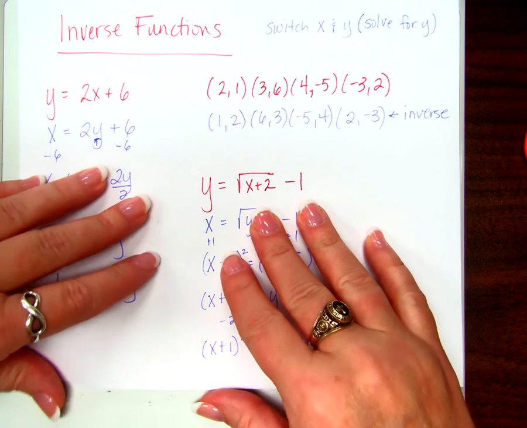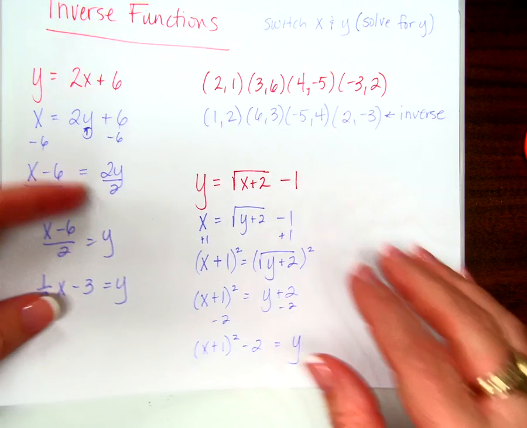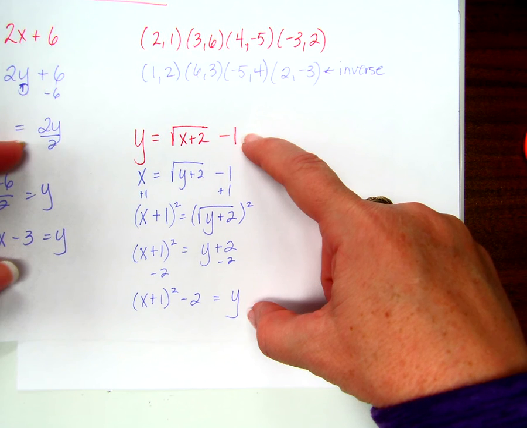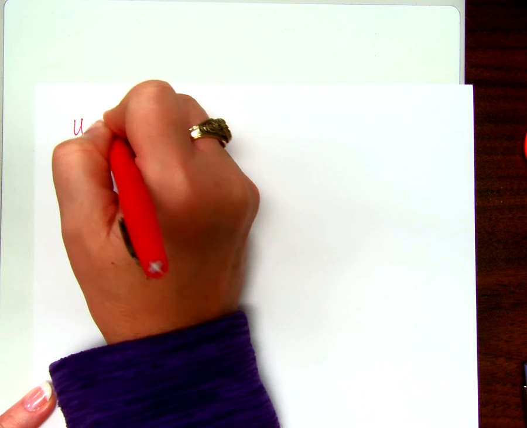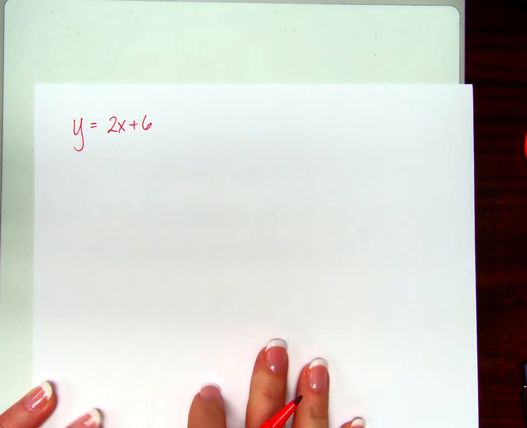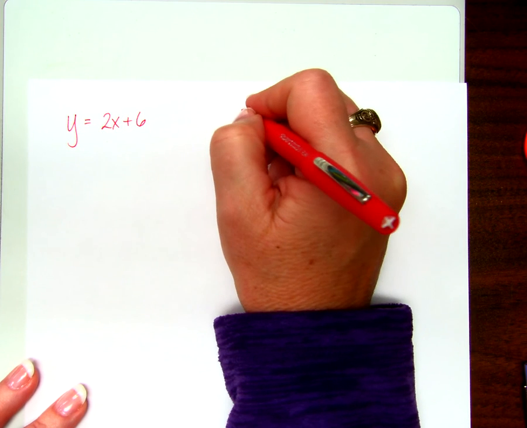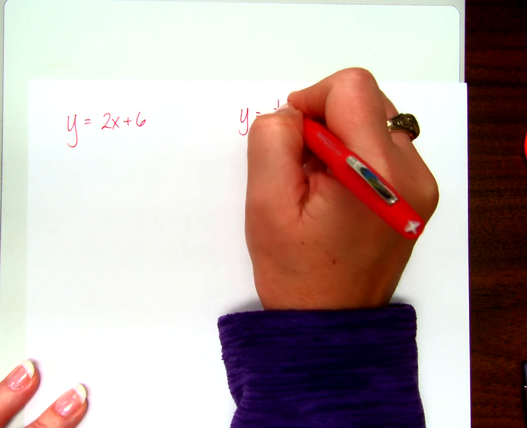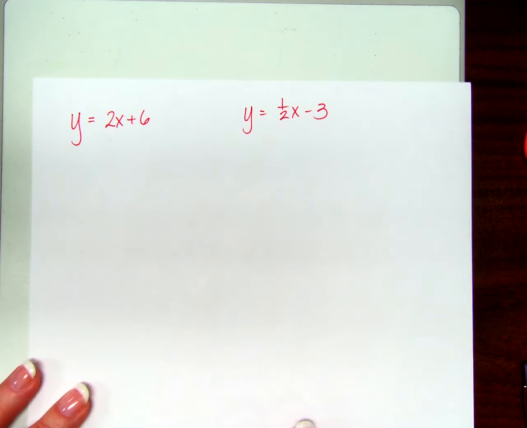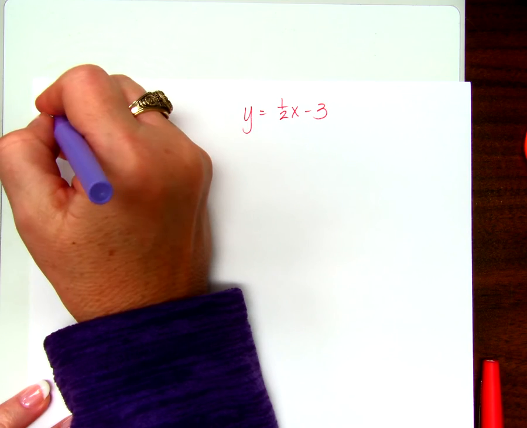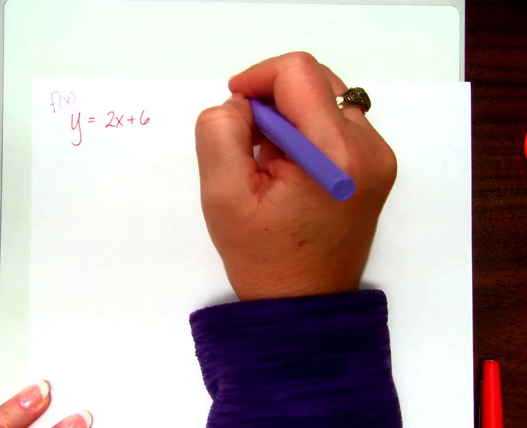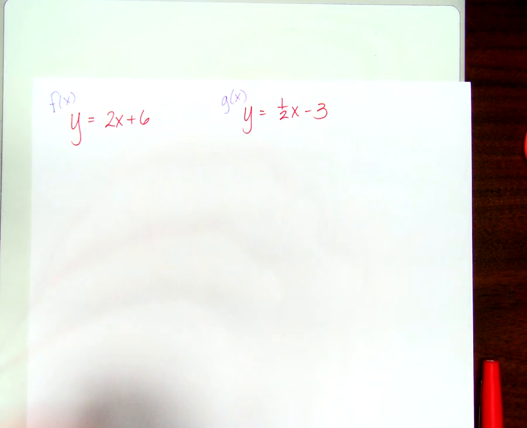Okay. Now let me show you how I can prove that these two are inverses of a function. I'm going to start with that first one we used. y equals 2x plus 6. And the inverse that we found was y equals 1/2 x minus 3. You okay with that? But we're going to do something different. We're going to call this one f of x, and we're going to call this one g of x. You okay with that?